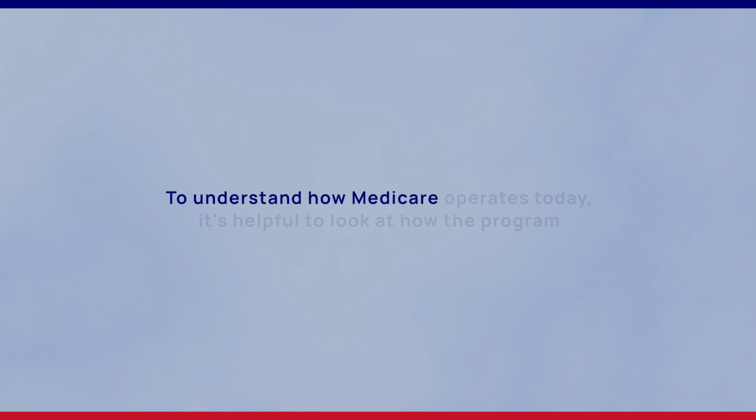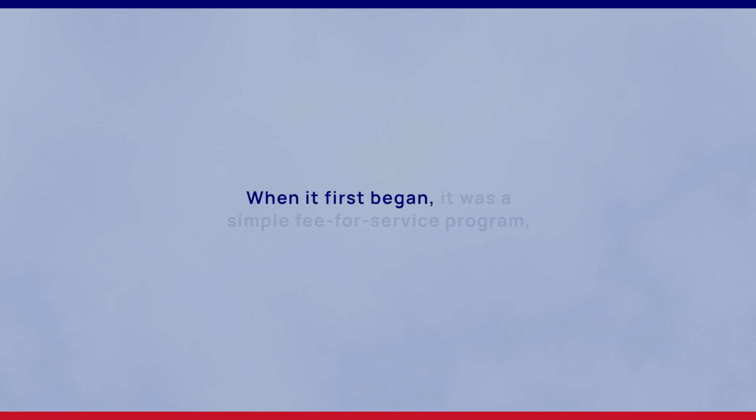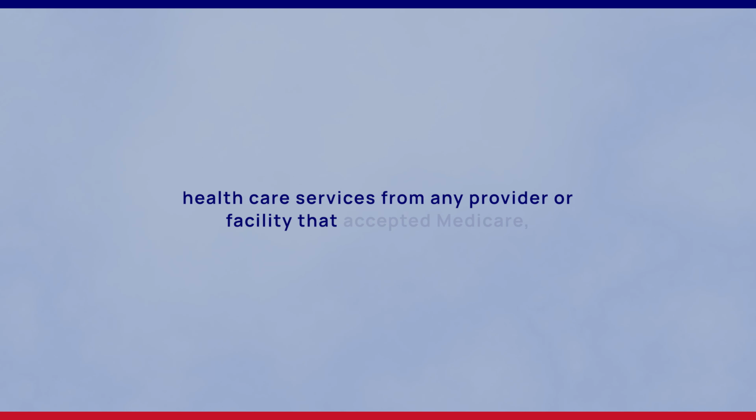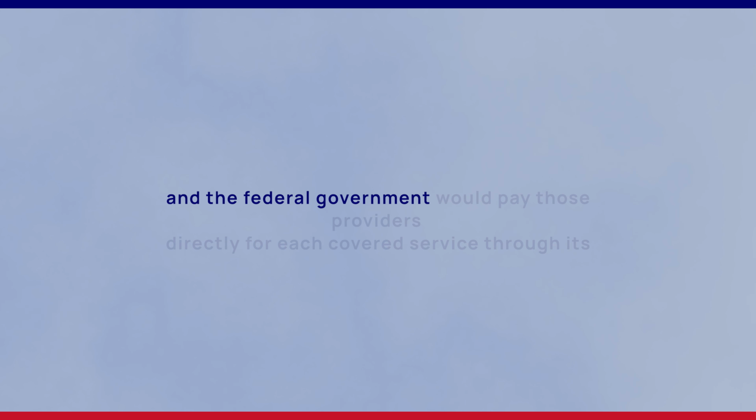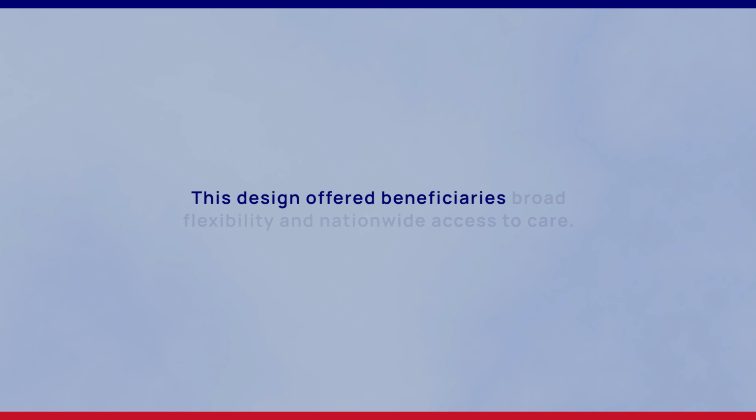To understand how Medicare operates today, it's helpful to look at how the program began and how it has evolved over time. Medicare was established in 1965 under Title 18 of the Social Security Act. When it first began, it was a simple fee-for-service program, now known as Original Medicare. Under this structure, beneficiaries could receive health care services from any provider or facility that accepted Medicare, and the federal government would pay those providers directly for each covered service through its designated administrative contractors. This design offered beneficiaries broad flexibility and nationwide access to care.